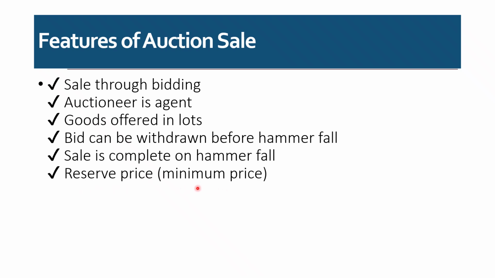The seller may set a minimum price below which goods will not be sold. To understand this reserve price, let's take an example. Let's say a bidder offers rupees 5,000 for a product, but the reserve price was rupees 7,000. Here the auctioneer will not finalize the sale unless the reserve price is met. These rules or features ensure fairness, transparency and protection for both the seller and the buyer.